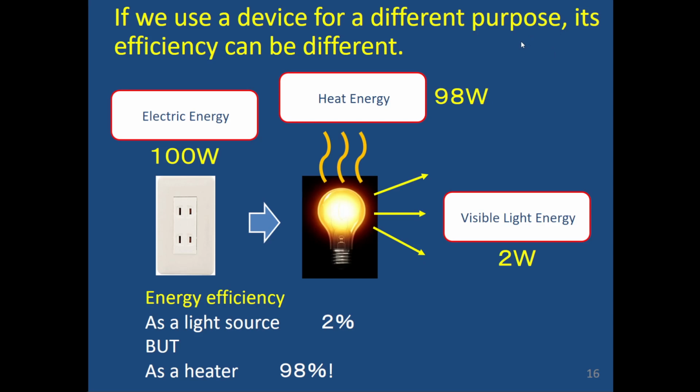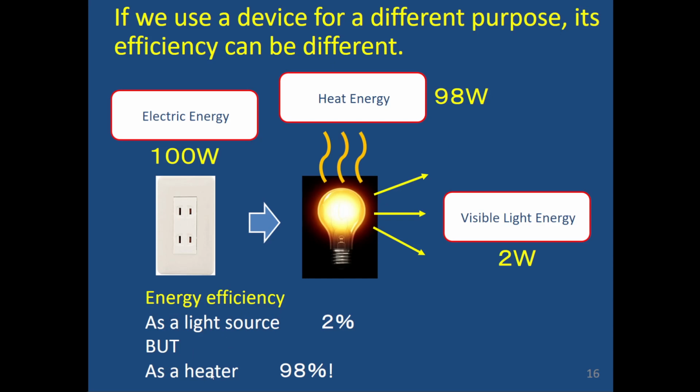Now, if we use a device for a different purpose, its efficiency can be different. So before we just talked about the light bulb. To make light, it's very inefficient. 100 watts becomes 2 watts of light. The rest becomes heat. So a light bulb as a light source, its efficiency is 2%.